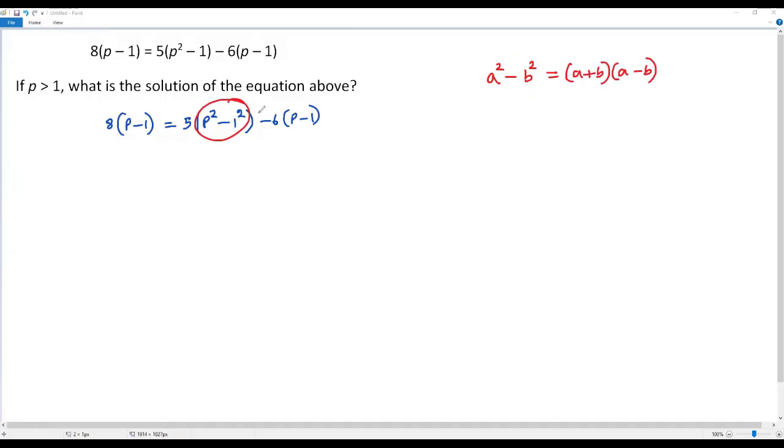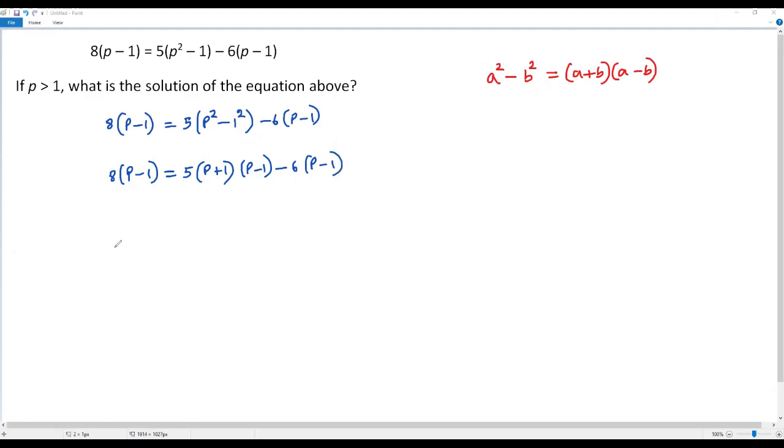When I consider the expression p² − 1², it is exactly in this form, a² − b². So now we can write this expression in factor form like (a + b)(a − b). Here, when I compare, at the place of a we have p and at the place of b we have 1. So I have to write p for a and 1 for b. Now let me do it over here: 8(p − 1) = 5 times, and we can write this in factor form like this. Then I'm getting (p + 1)(p − 1) − 6(p − 1).